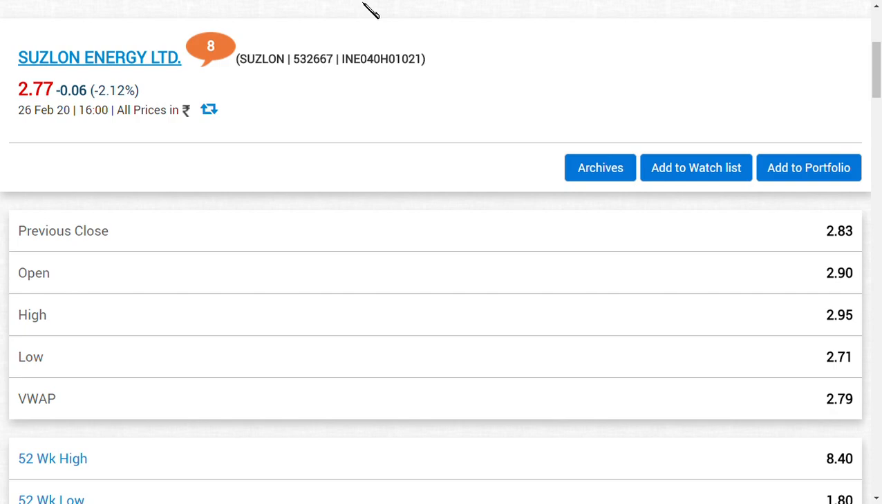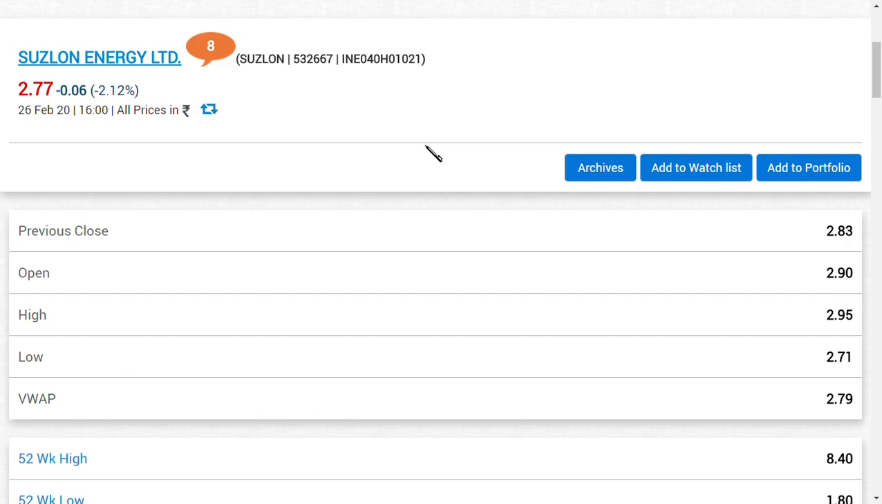And what we're going to see about SUZLON Energy Limited is the important news that has come for SUZLON Energy Limited, and I think the results have been done. But you should know the management has said that they have an order book of around 4000 crore, and they have also said SUZLON Energy is trying for a debt restructuring plan, and this is the latest update regarding the debt restructuring plan.